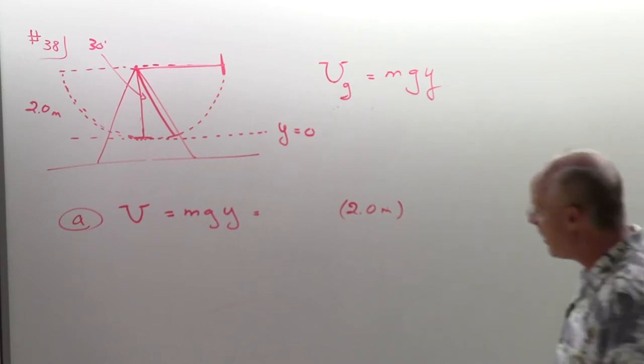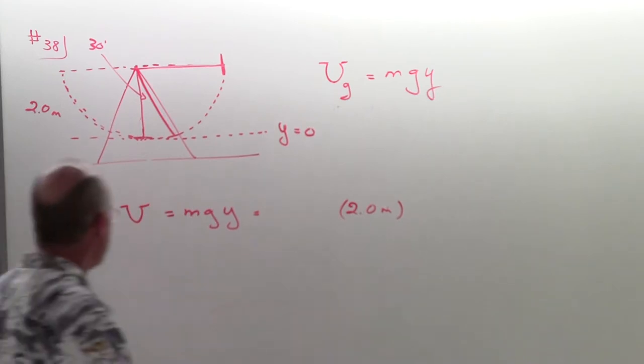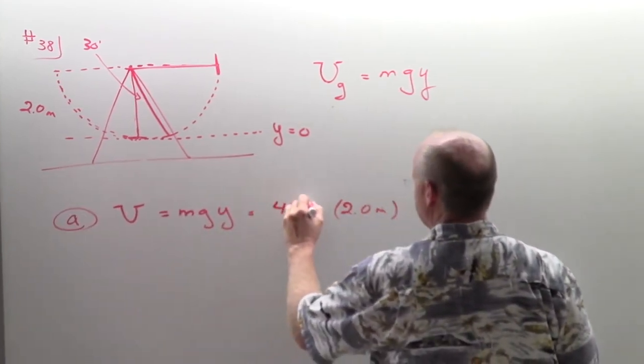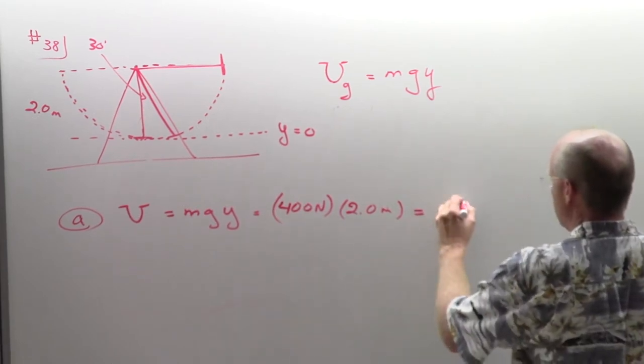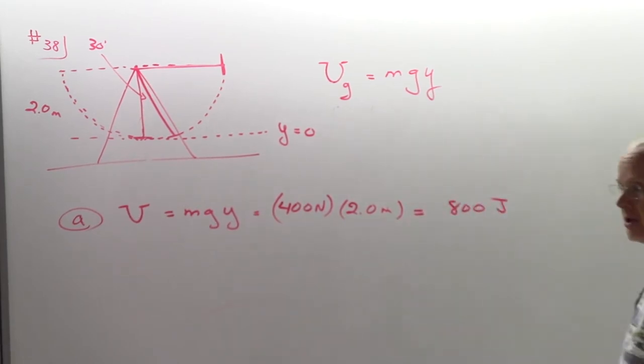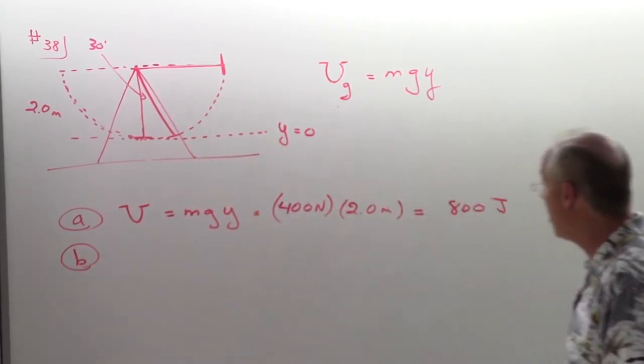How about the mg? Do I know the mg? Well, I know it collectively. I don't know mass individually. They didn't give me the mass of the child, but they did say 400 Newton child. What are they saying? Yeah, the weight of the child is 400. And so this is 400. So then it's simple math. 400 times 2 is 800, and 800 joules. So there's the energy. Newton times a meter.